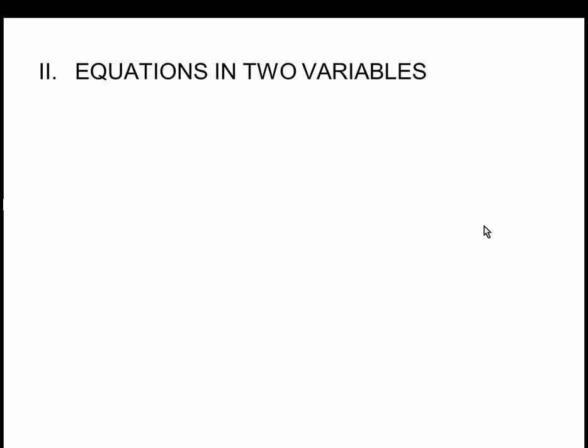Equations in two variables. Back in section R.5, we looked at equations in one variable. Remember, except for those two weird cases, whenever we solved an equation in one variable, we just got one answer. So it's either one answer, no answer, or every number was going to work. Let's see what happens when we have two variables.